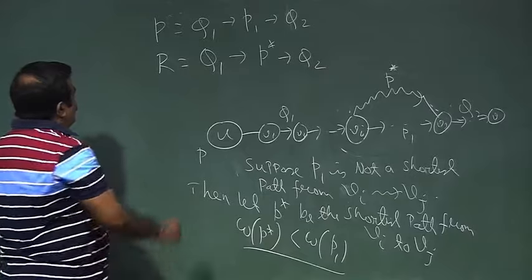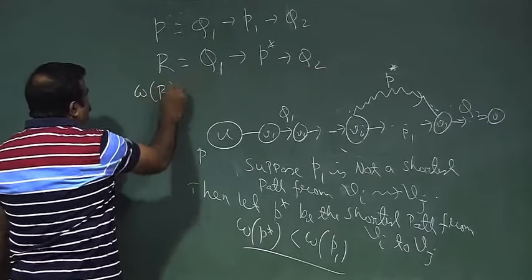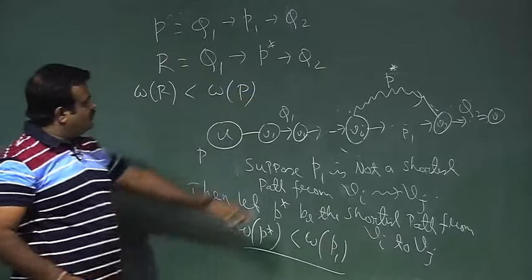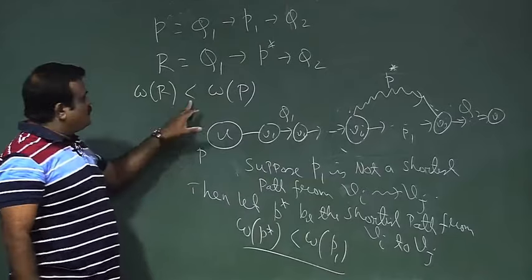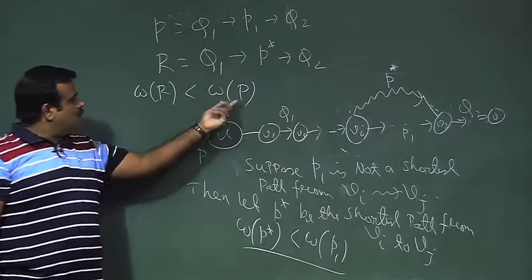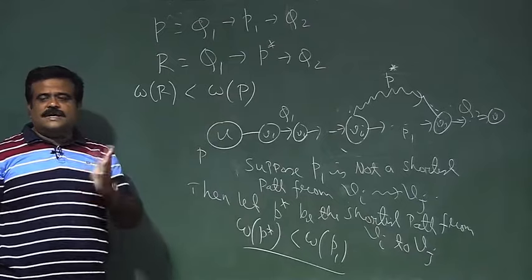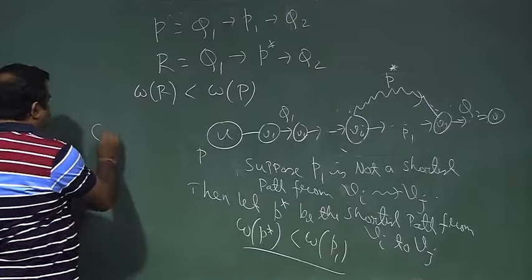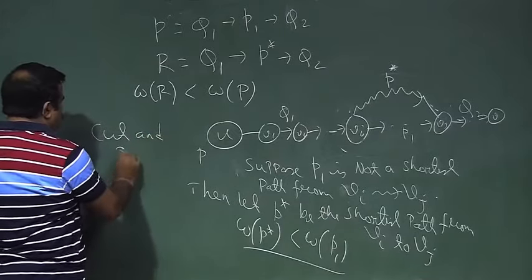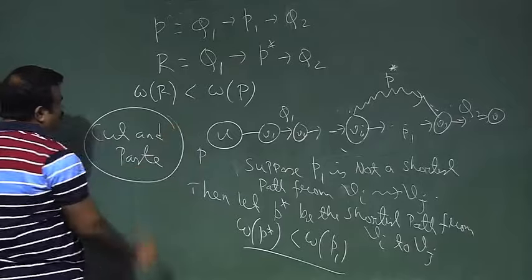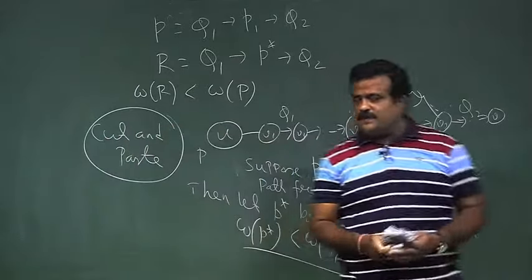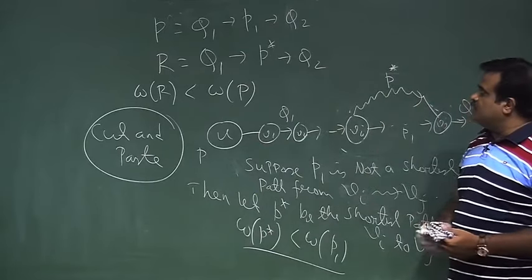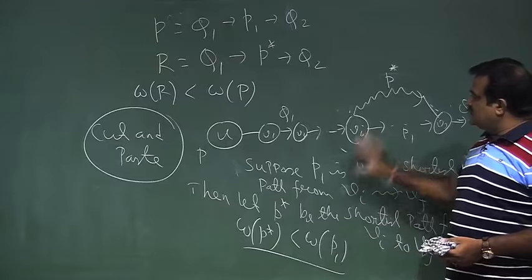Now, what is the weight of R? The weight of R must be less than the weight of P, because P star is the shortest path. But this is not possible, because we know P is the shortest path from U to V. So that is the contradiction. This technique is called the cut and paste technique. We assume this is not a shortest path, so we cut that one and paste in a shortest path, and then we reach a contradiction. So this theorem is true.